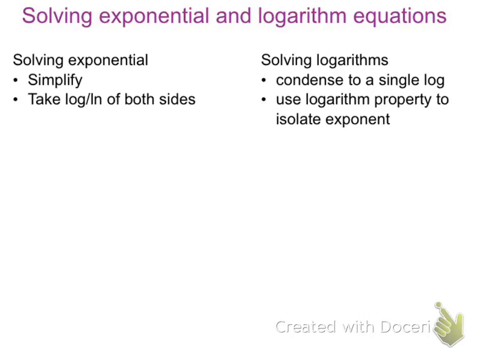The next part of this video we'll be talking about solving exponential and logarithm equations. So when you're solving exponential equations, make sure you simplify so you get the equation on one side to just be the base to the exponent. And then you're going to take the log or natural log of both sides to isolate that exponent to continue to be able to solve for that variable. When you're solving logarithms, you must make sure that you condense to just a single logarithm, using your logarithm properties to isolate that exponent. And we'll talk about what that means with our examples that you'll see.